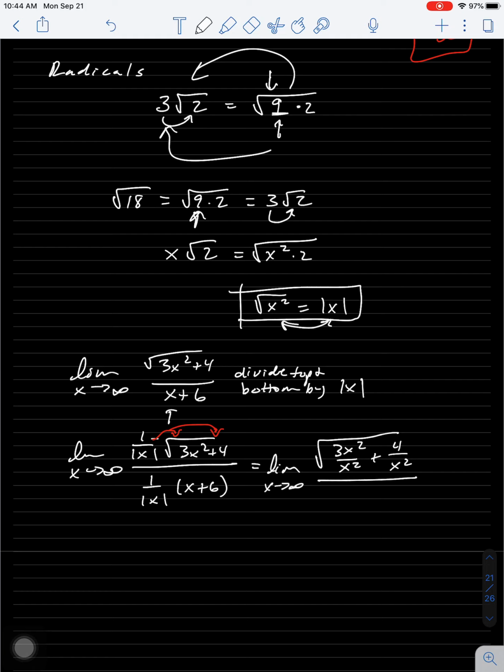Now what happens downstairs? This distributes in, but the absolute value doesn't drop off because it's not squared. So I've got to keep it on there. So this becomes x over the absolute value of x, 6 over the absolute value of x. All right? And now we reduce.